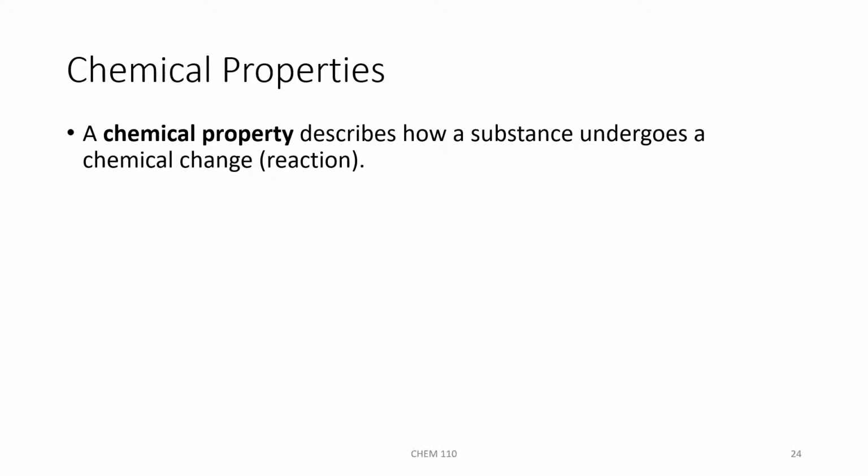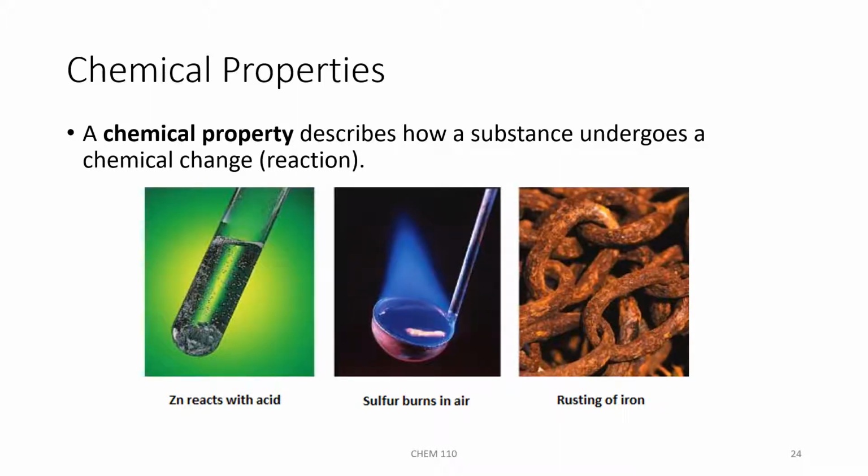A chemical property is something that describes how a substance will undergo a chemical reaction. So for example, the metal zinc will react with acid. Sulfur will burn in the air. Iron, when exposed to oxygen, will rust. All of these describe chemical properties of these substances.